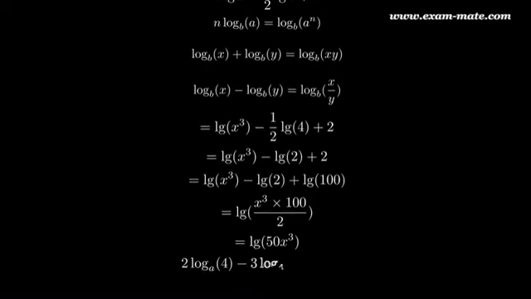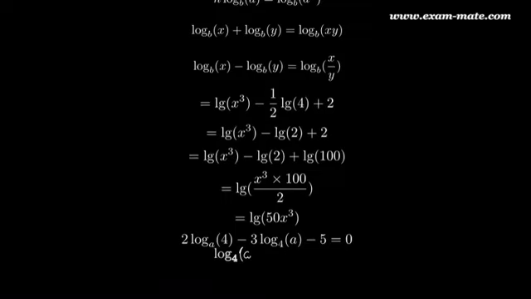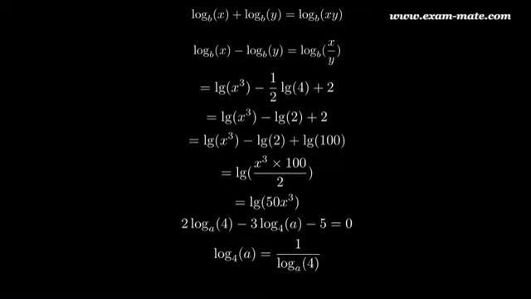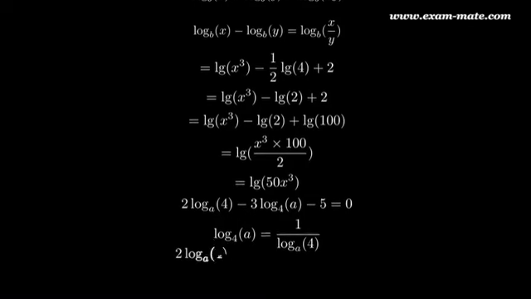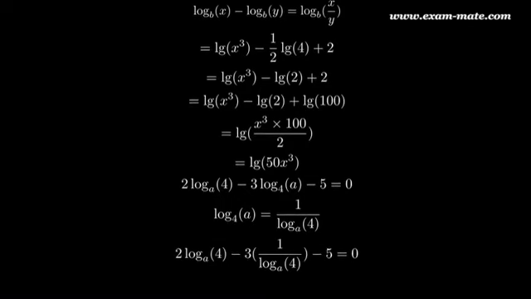We need to solve the equation 2 log base a of 4 minus 3 log base 4 of a minus 5 equals 0. First, we'll convert log base 4 of a to base a using the change of base formula. Log base 4 of a equals 1 over log base a of 4. Substituting this back into our equation, we get 2 log base a of 4 minus 3 times 1 over log base a of 4 minus 5 equals 0.